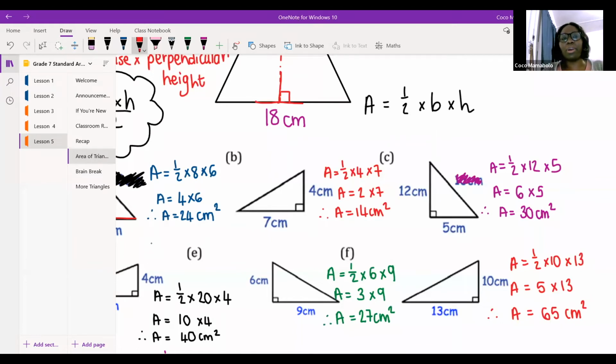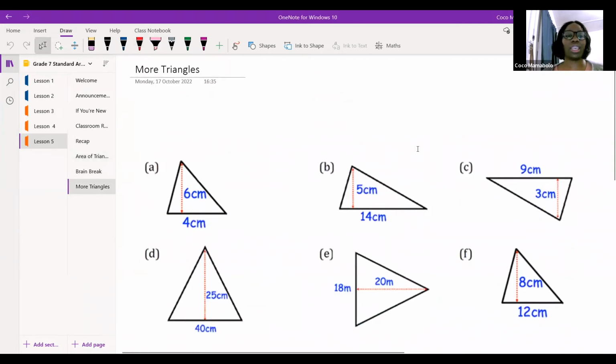All right, but obviously we can't stop there. Well done, Gracious. I see you. Excellent. All right, let's try a couple more triangles. Now these are not right-angled triangles. These are irregular triangles, and they give us the base times the perpendicular height.